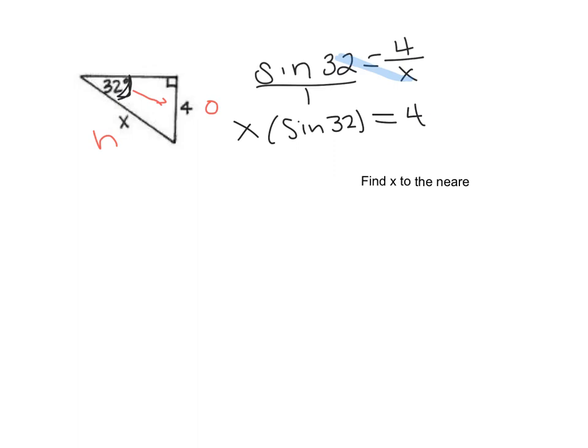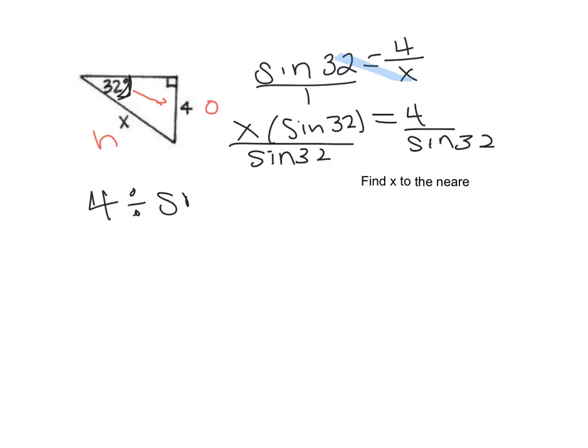Okay, I can't stick that in my calculator and get an answer, but I'm trying to solve for x. So the next thing I would do would be to divide by the sine of 32. Now that's what I'm going to put in my calculator. So I'm going to put in 4 divided by, and then I'm going to hit my sine key, and I'm going to hit 32 degrees, and then I'm going to hit enter, or my equal sign. And that's going to give me an answer, and I'm going to round it to the nearest integer.